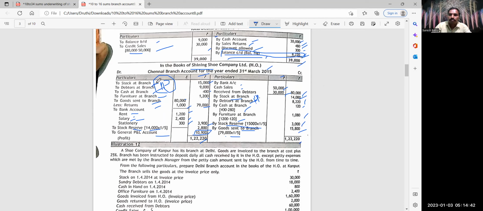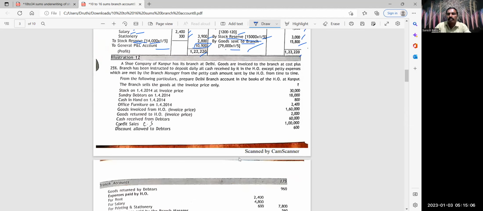Opening stock, there was profit, which was subtracted by writing on the opposite side. That is stock reserve, right? Goods sent to branch, that is net goods sent. There is stock reserve on the opposite side. Then there is closing stock. On the debit side, there is stock reserve. Stock reserve means profit included in the goods sent by the head office to the branch.